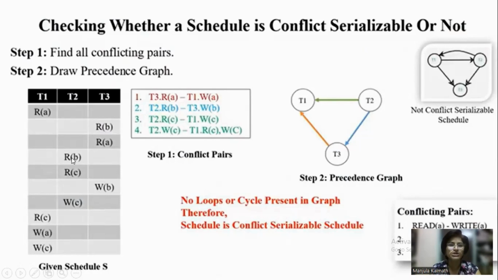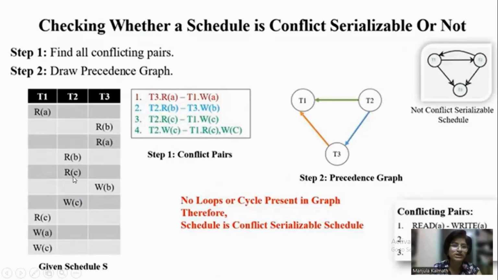Then we come to the next operation, read B. For read B, T3 writes B, so read B as well as write B: T2 to T3 has a conflict, so we show the direction T2 to T3. And like that, now we come to read C. For read C, there is a write C in T1, so T2 to T1. This direction we have to show here.